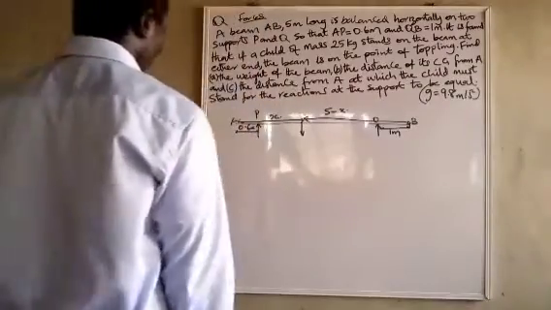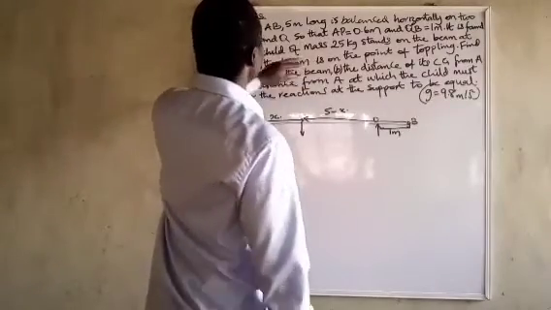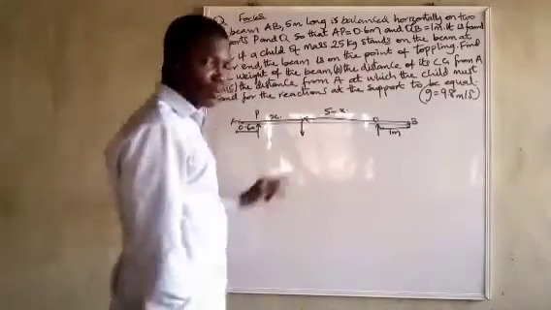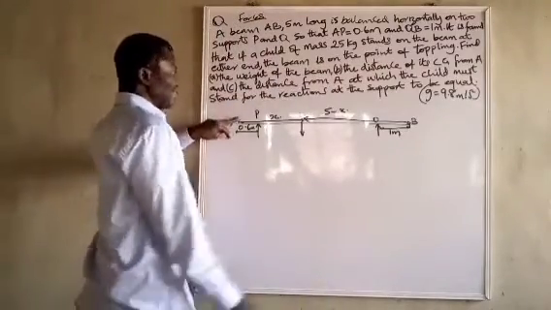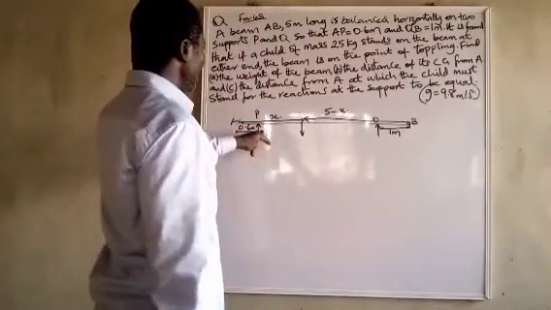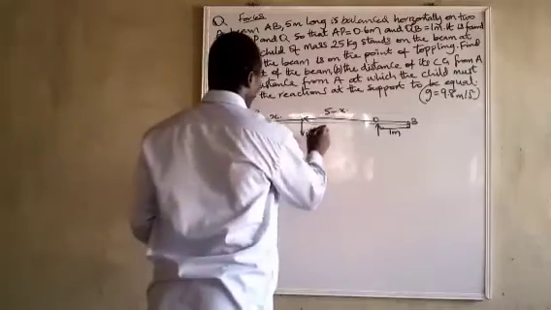Now, we are told that a child of 25 kg, if the child stands on the beam at either end, the beam is on the point of tipping. What does that mean? It means that if the child stands here, the reaction here will be 0. If the child stands here, the reaction here will be 0. So we have to find the weight of the beam. So let's work on that.